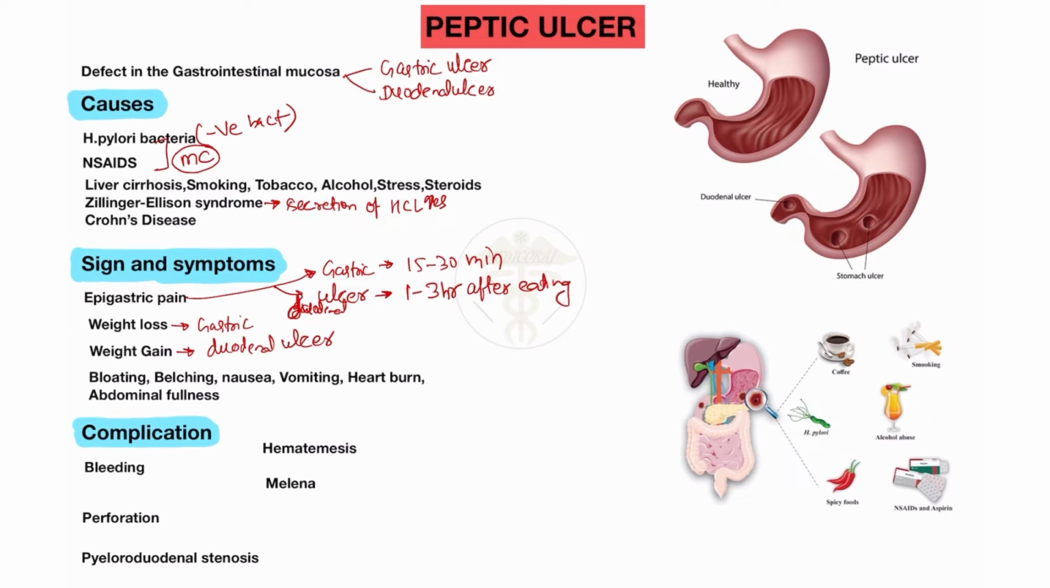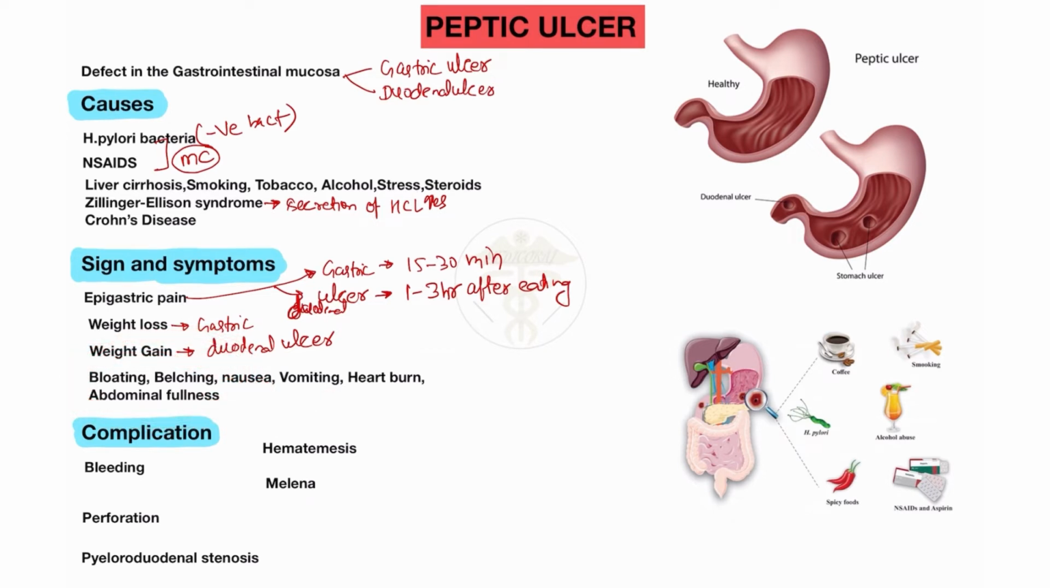When a patient has a duodenal ulcer, you will see weight gain. Also you will see bloating, bulging, nausea, and vomiting. Heartburn also occurs, because due to the secretion of a high amount of HCl, the patient feels a heartburn sensation and abdominal fullness, like heaviness in the abdomen. The patient also feels fatigue. This is the most common symptom you will see in a patient with peptic ulcer.